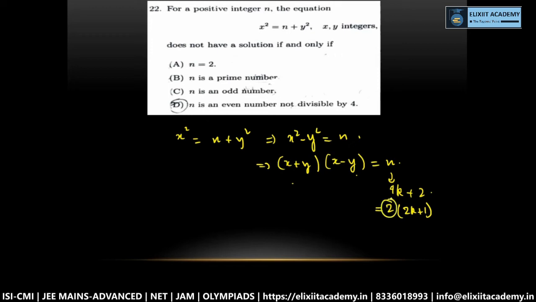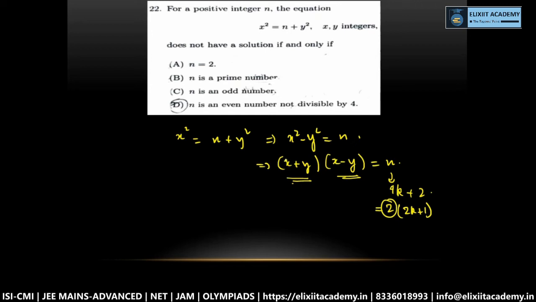Now this 2 will be acquired by one of these two factors. Any one of them will acquire it. So in that case one has to be even and the other has to be odd, right? If this 2 is acquired by any one of them, then one has to be even and the other has to be odd.